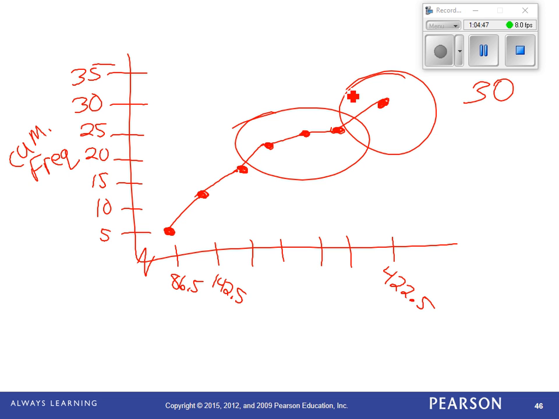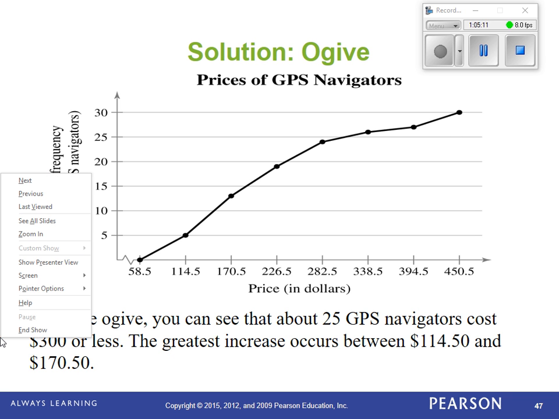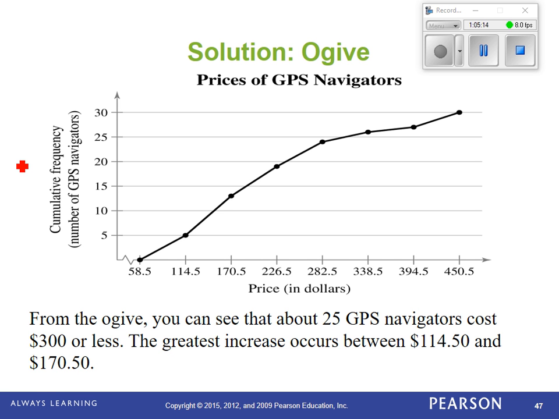And down here at the bottom, again, I should have put, you have to label your horizontal axis and your vertical axis, price of GPSs, something like that. Hopefully theirs looks about the same as mine. You can see that about 25 GPSs cost $300 or less. So they're saying that from $300 or less, that's somewhere about there. About 25 of them down here, and that means there's only about 5 of them up here.